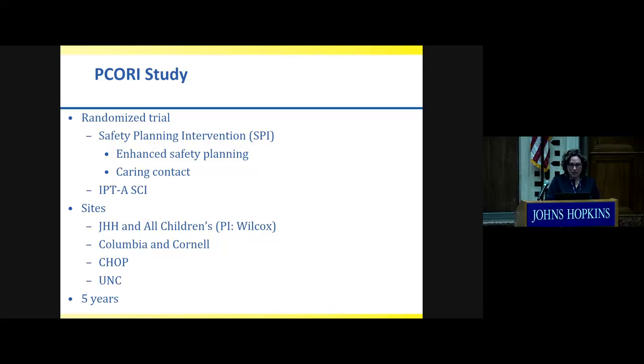SPI focuses on preventing crises. IPT focuses on safety planning as well, but also on underlying risk factors such as interpersonal problems and emotion dysregulation.